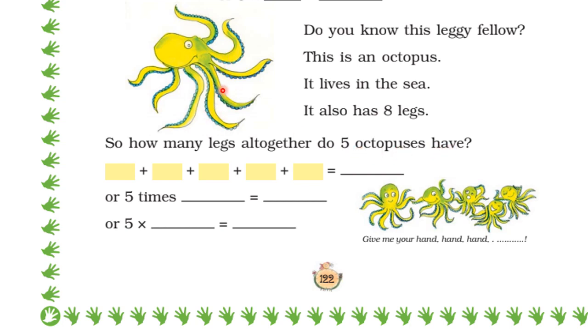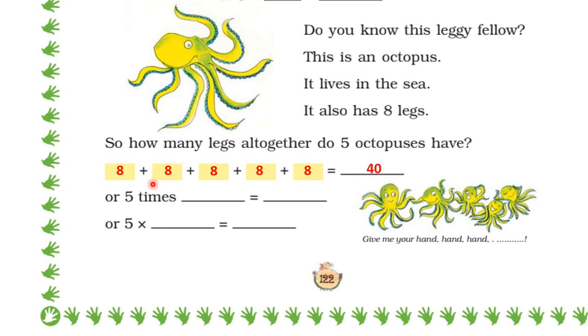One is having 8 legs. So, we have to count for 1, 2, 3, 4 and 5 octopuses, how many legs? So, let's count. One is having 5. No, one is having 8. So, 8 plus 8 plus 8 plus 8 plus 8. How many times have we written 8? We have written 5 times because one is having 8, the other one is also having 8. So 5 octopuses have 5 times 8, isn't it? So it is equal to 40.